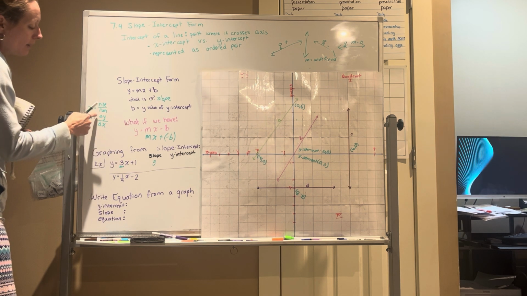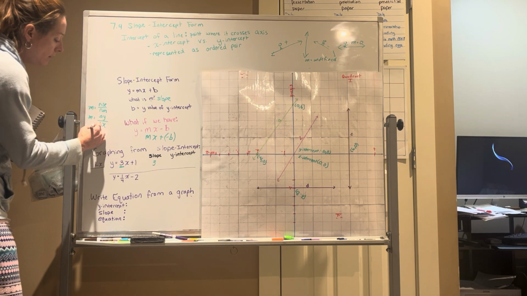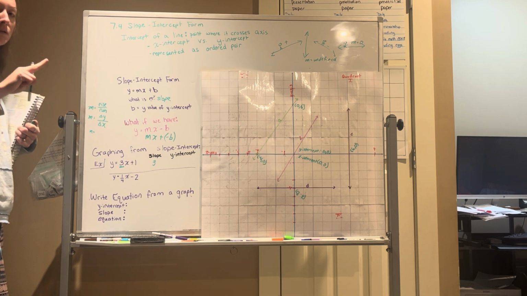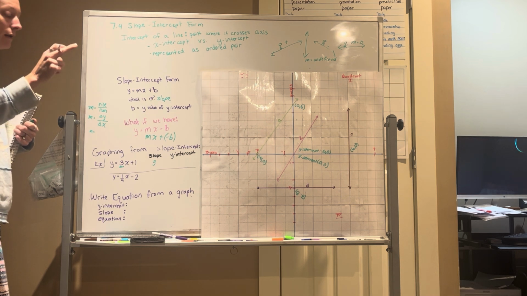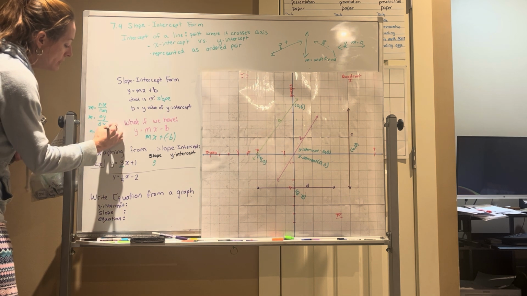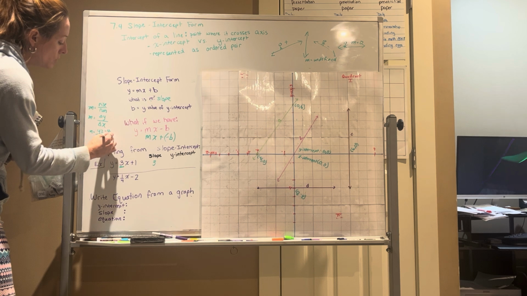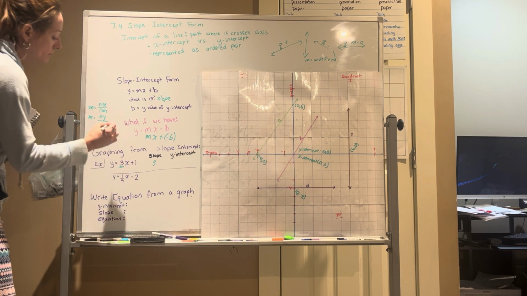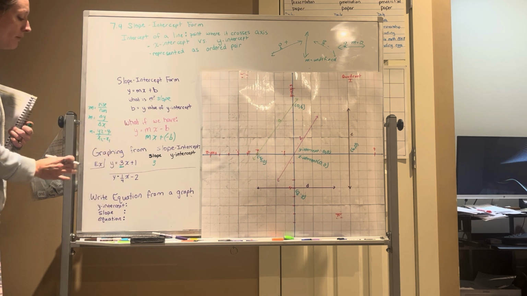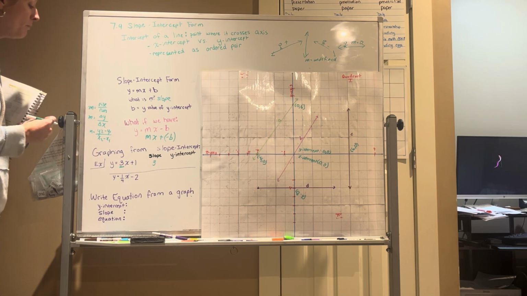And how do you calculate that change? You do it by finding two easily identifiable points on a line and going y2 minus y1 over x2 minus x1. All right. So that was a quick review of that. We'll need that for these examples that we're about to do.